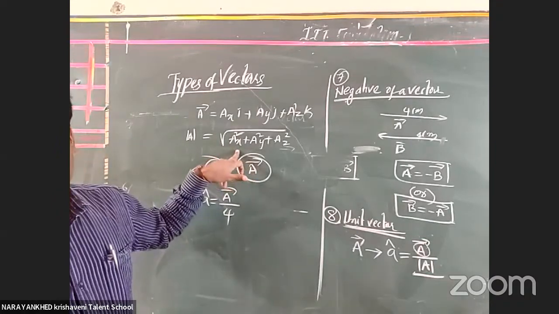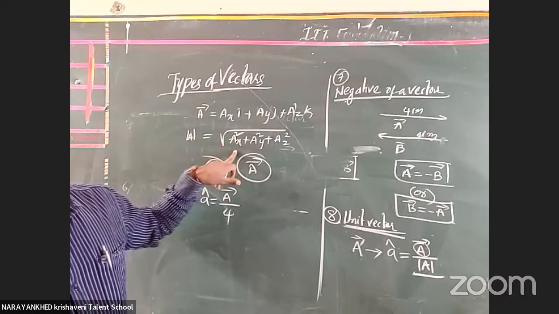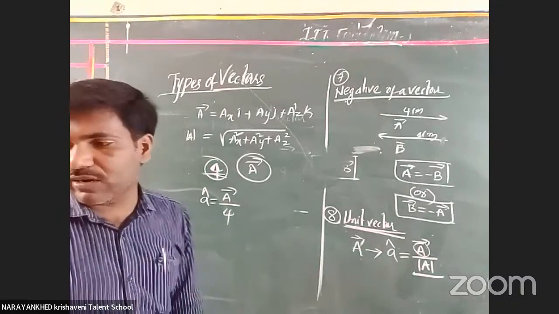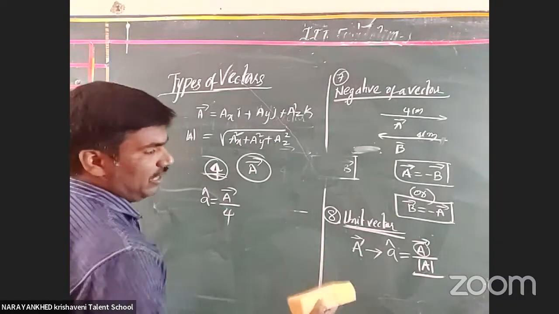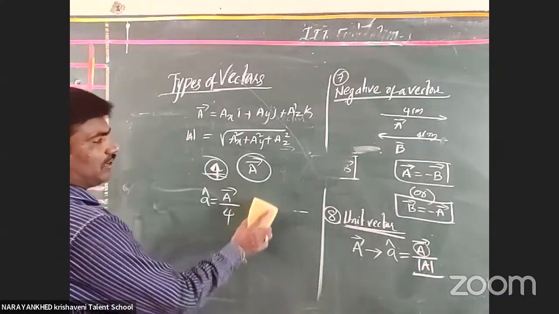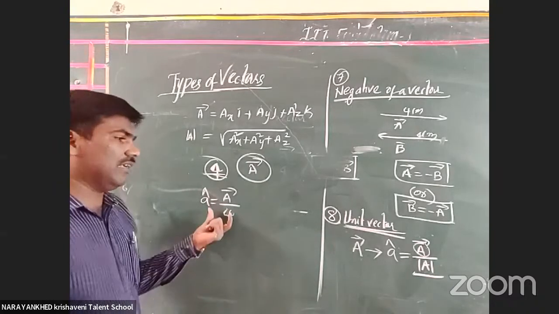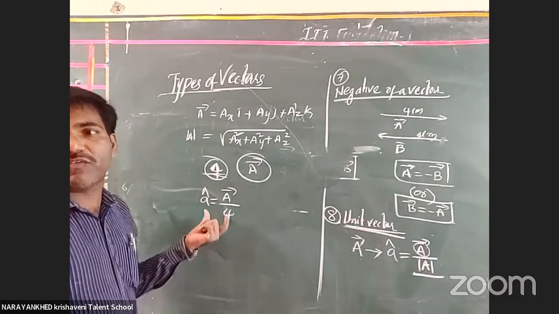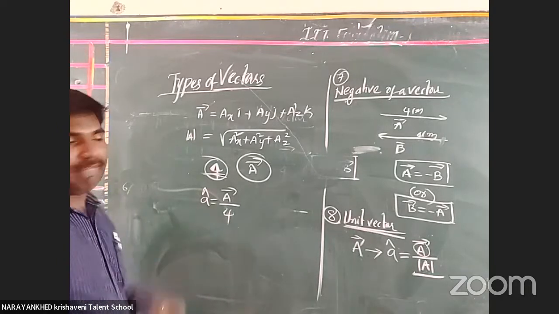You will get this in 7th class. A bar is nothing but A cap. A cap is also a vector, but it indicates the unit vector. How will you get that unit vector? You get that unit vector when we take the mod here. Modulus is nothing but the magnitude of the vector.